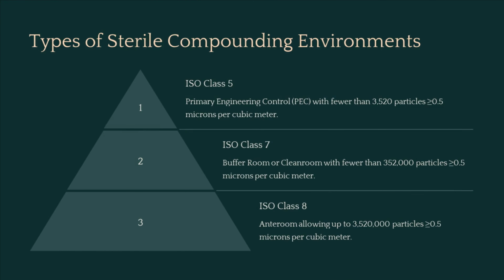Sterile compounding environments are classified into ISO Class 5, 7, and 8. Class 5 environments have the fewest particles per cubic meter, followed by Class 7 and Class 8. Each class has specific requirements to maintain the sterility of compounded medications.